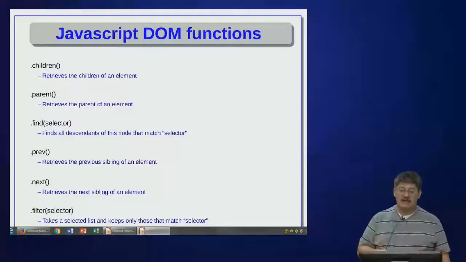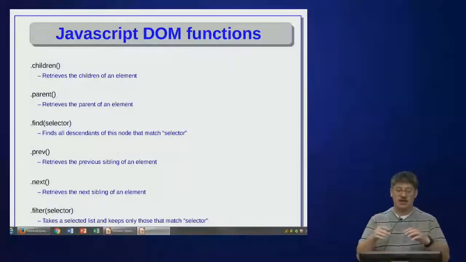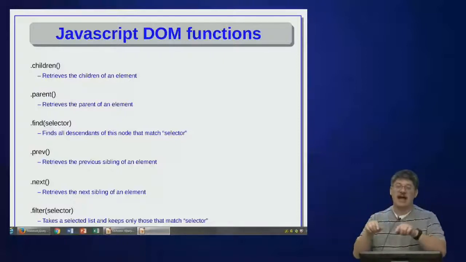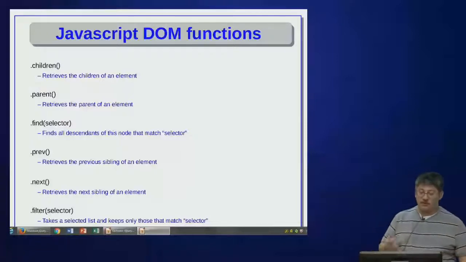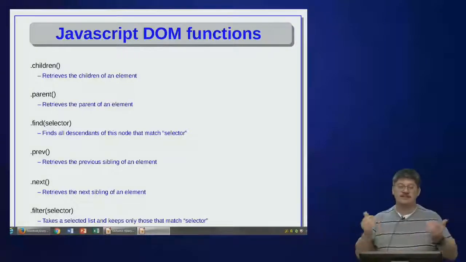So for example, I could find all my paragraphs and then use .find to find all of the bold elements within my paragraph. Or I could find bracket I bracket, and it would find all of the italic tags within my paragraph. .prev returns the previous sibling of an element, the sibling that's right in front of it. .next retrieves the next sibling of an element, the sibling that's right after it in the DOM tree. You can also use the .filter function and a selector to take a selected list and throw away all of them except ones that also match this other selector, so it combines two selectors.